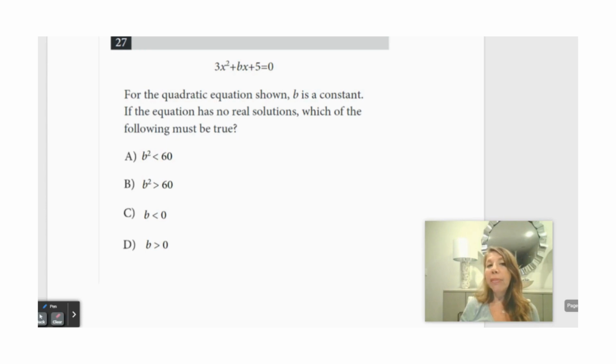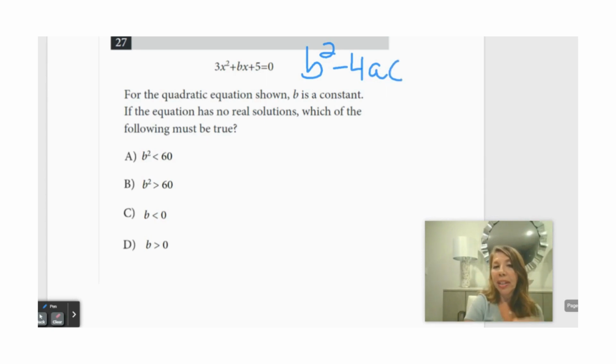So once again, if we're trying to determine how many solutions an equation has, we're going to use the discriminant, and that is b squared minus 4ac. Now, as we said before, if it has no real solutions, the discriminant has to be less than 0. In this equation, the 3 is our a, b is still our b, and our 5 is our c.